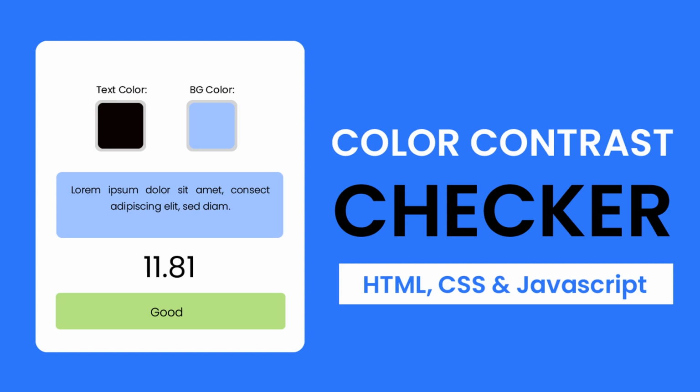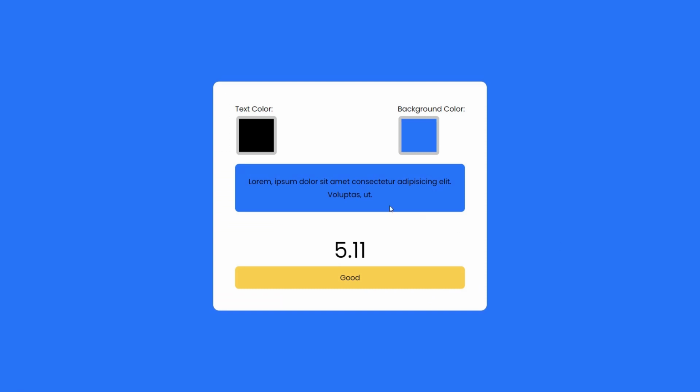The purpose of this app is to create a checker that allows users to input two colors, that is a background color and a text color, and see the contrast ratio between them. We can also see a rating of contrast ratio based on the accessibility guidelines. This is important for ensuring that the text is readable and accessible to people with visual impairments.